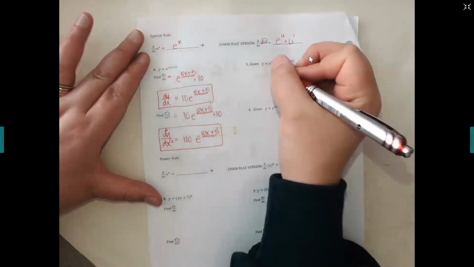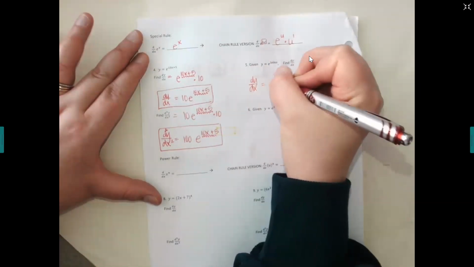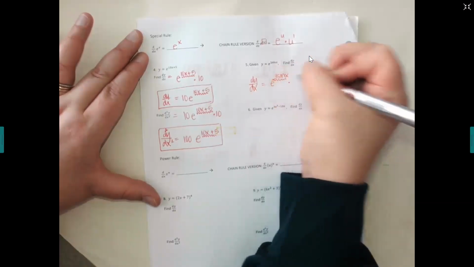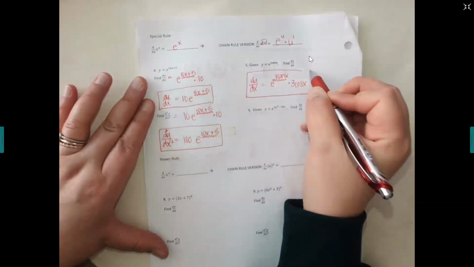Okay, let's take a look at number 5. We have e to the 3 sine x. So the derivative of e to the 3 sine x is e to the 3 sine x again, times. And then I'm going to take that inside function, we're calling it u, and we're going to multiply its derivative at the back. So the derivative of 3 sine x would go to 3 cosine x.